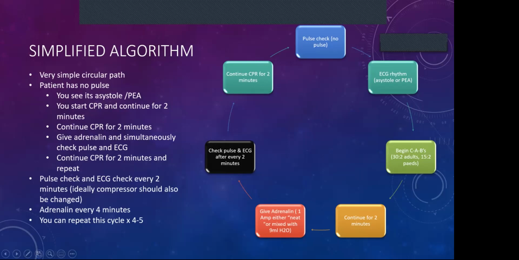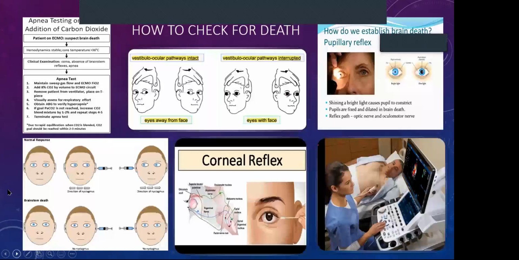All right, so just one last thing. What happens after 20 minutes now? We don't see any response. We've only had PEA and asystole for all that time. The question is now, how do we say our patient is dead? Because it's a legal thing as well to declare somebody dead. So there are a few ways that we can do it.